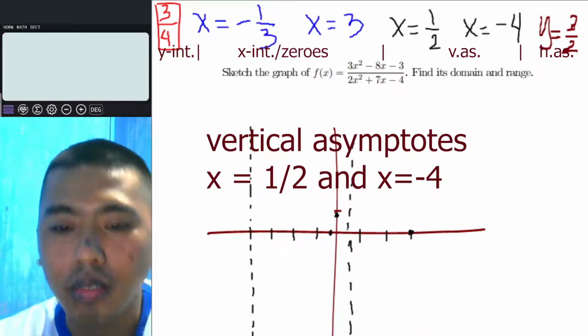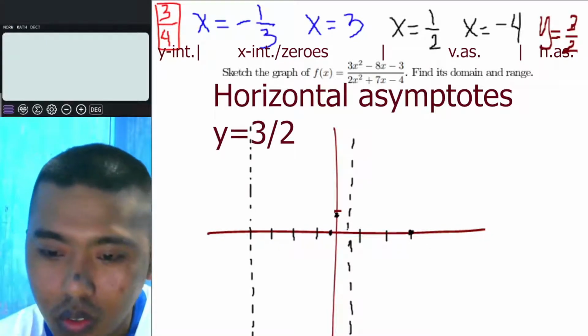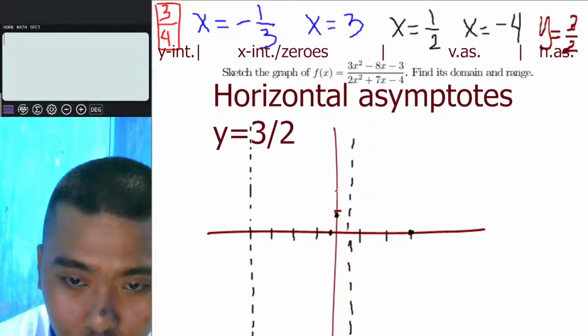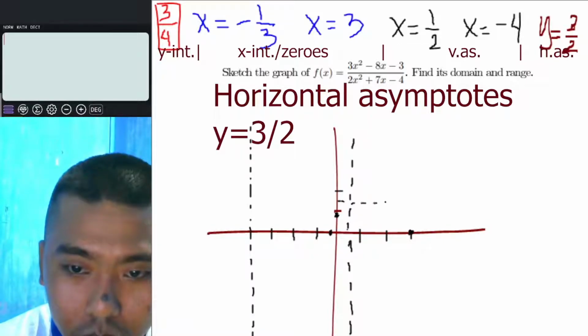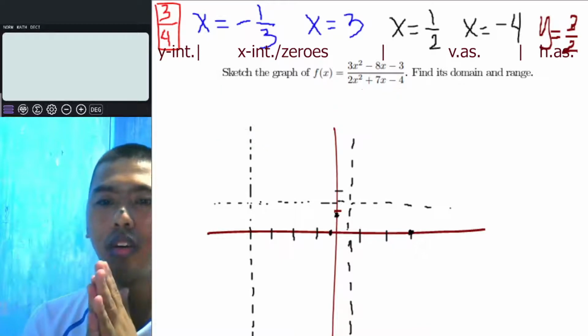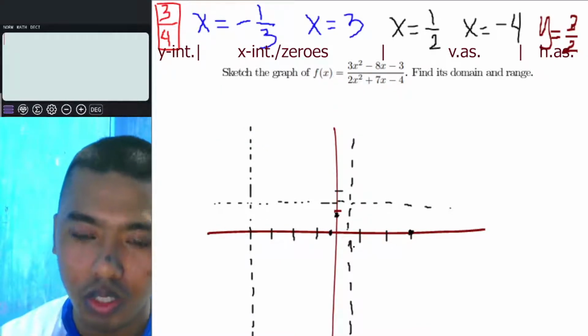Next is the horizontal asymptote, in which y is equal to 3/2. So 3/2 is 1.5. This is 1, this is 2, so 1.5 is here. That's the horizontal asymptote. So we have two vertical asymptotes and one horizontal asymptote.